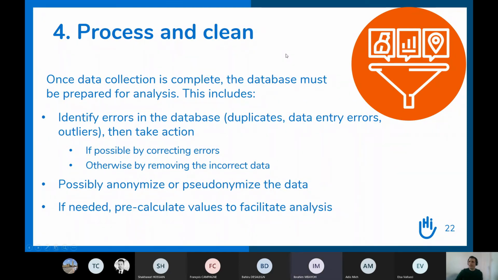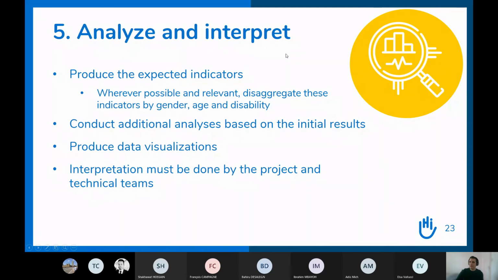Okay, thank you. So the fifth step is analyze and interpret. This is where you are going to produce the indicators that you had defined. You remember at step 2, I told you that's where you have to define the kind of analysis that you are going to do. So, well, here we are. Now you are going to do your analysis to calculate the indicators. If possible and if relevant, you are going to disaggregate the indicators by gender, age, and disability.